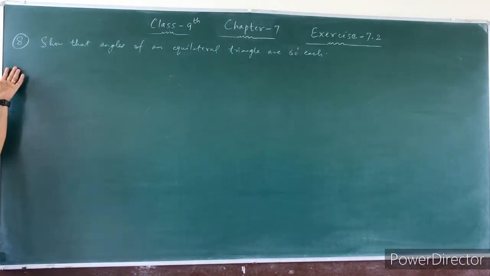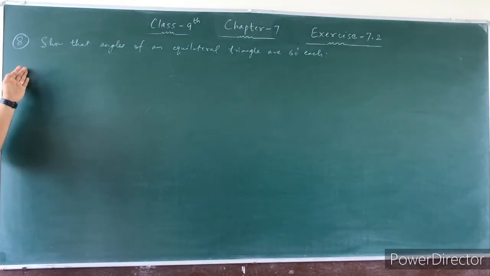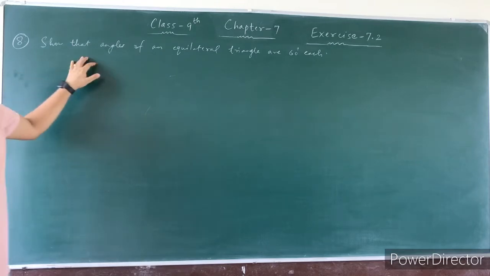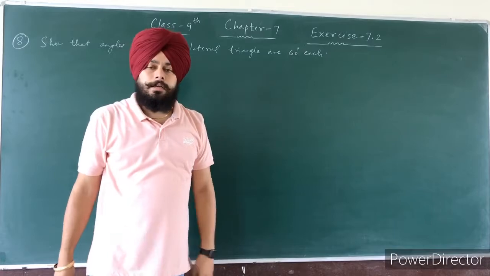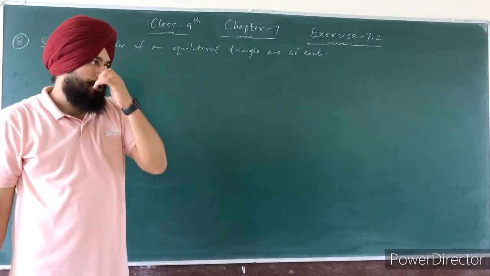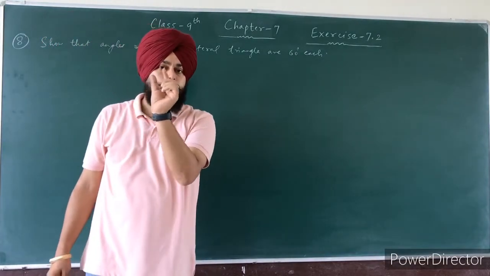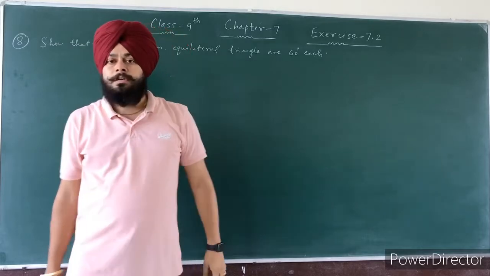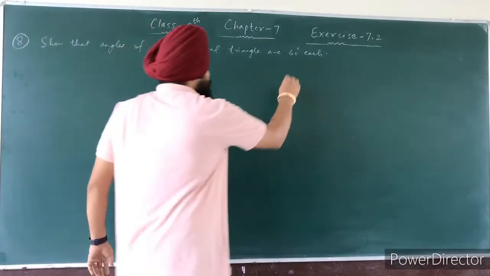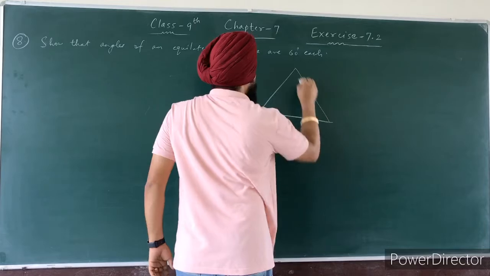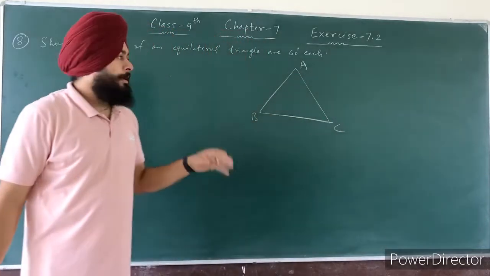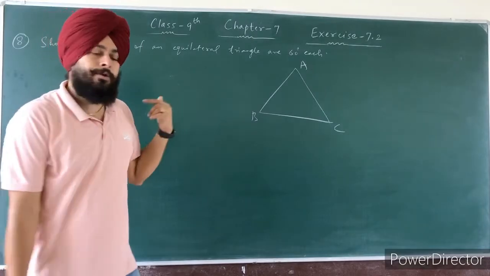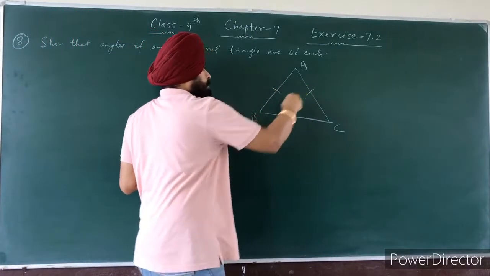Next, this is your last question of exercise 7.2, question number 8. The question is, show that angles of an equilateral triangle are 60 degrees each. Show करने की कोई भी equilateral triangle का जो angle होगा, each angle that is of measure 60 degrees. So first we can draw an equilateral triangle and name it ABC. And in an equilateral triangle all sides are equal. So AB equal to BC equal to CA.